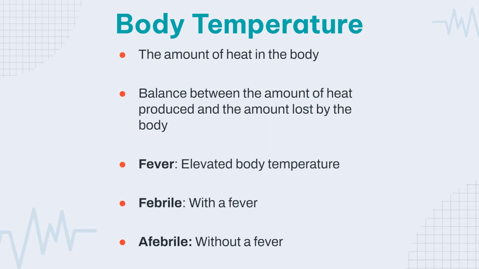Body temperature is the amount of heat in the body. Heat is produced and used by the cells for energy. It is lost through the skin, breathing, urine, and feces. Body temperature is fairly stable. It is lower in the morning and higher in the afternoon and evening. Body temperature is the balance between the amount of heat produced and the amount of heat lost by the body.